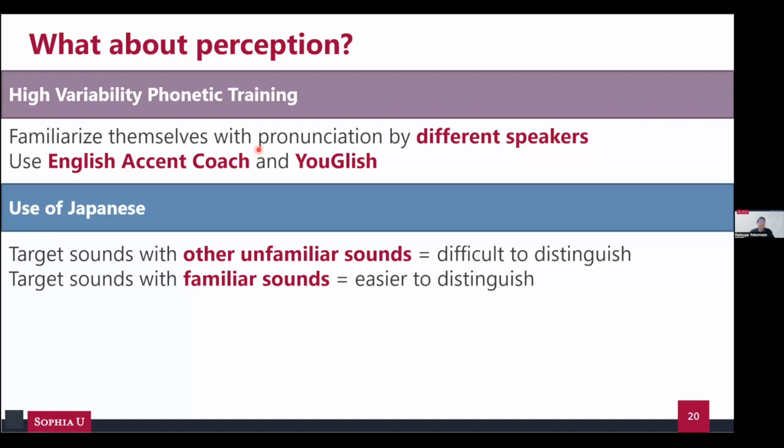So you can use English Accent Coach or YouGlish to help them practice with the high variability phonetic training.